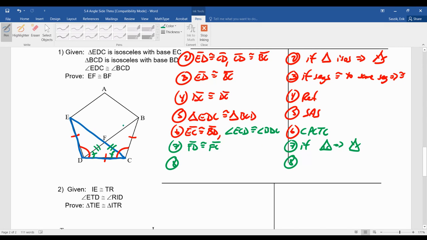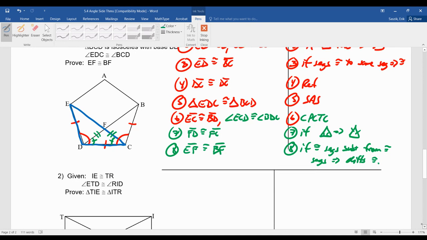And now we just said that FD is congruent to FC. Remember earlier we had these wholes congruent. So now we can say EF is congruent to BF, but remember it's not division. This is from subtraction, right? If congruent segments subtracted from congruent segments, then the differences, make sure you do plural there, the differences are congruent.